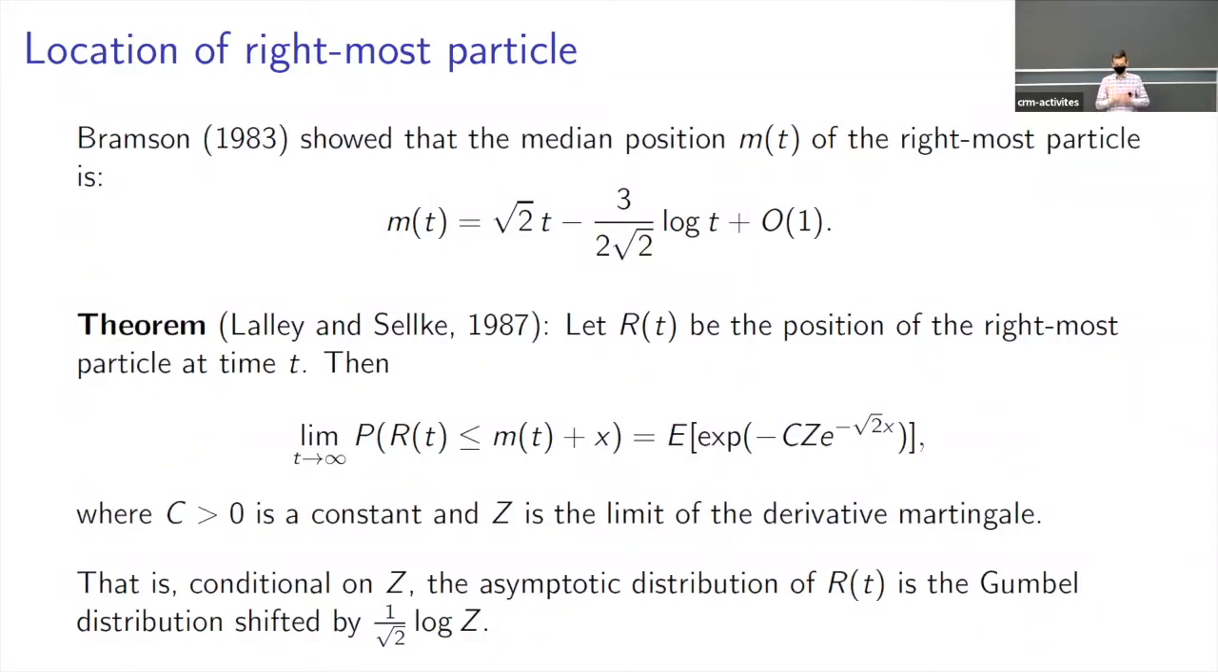The way we can think about this result is that conditional on the limit z of the derivative martingale, the asymptotic distribution of the position of the rightmost particle is the Gumbel distribution, but it's shifted by this multiple of the derivative martingale. If the branching Brownian motion expands very rapidly at the early stages, then it's more likely to have a particle that's very far away from the origin at much later time.